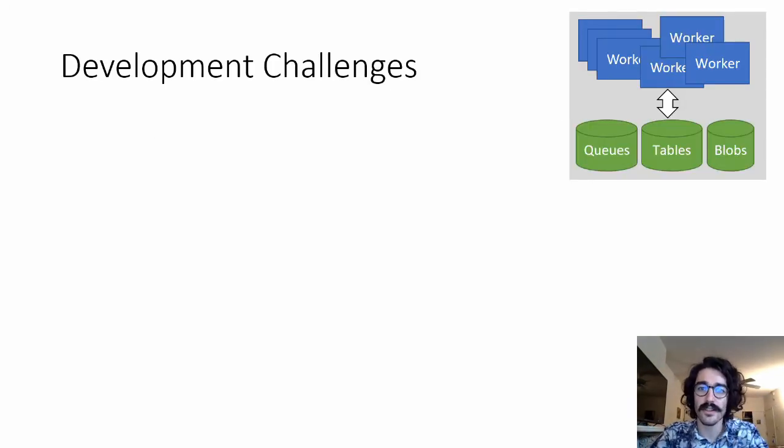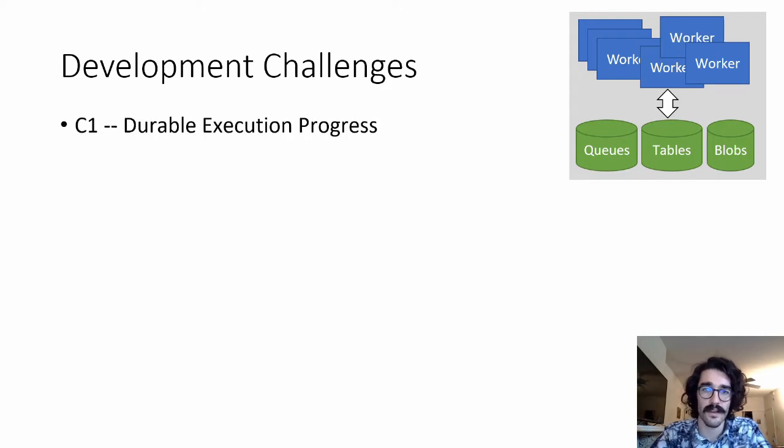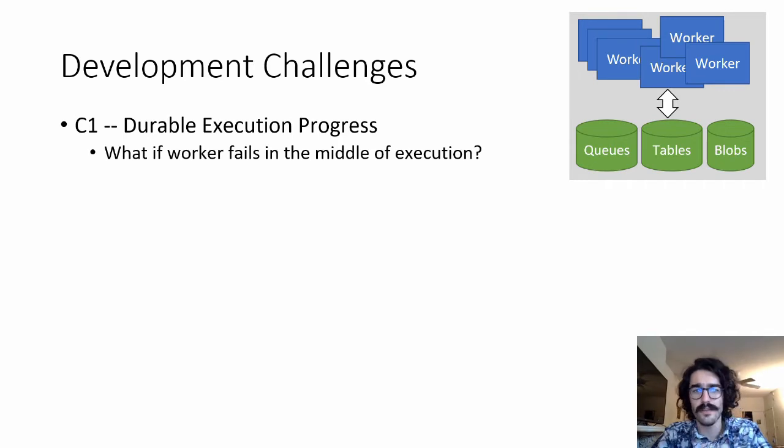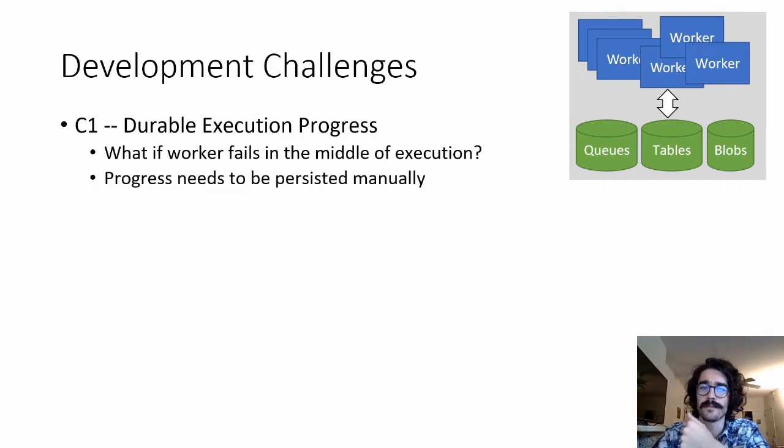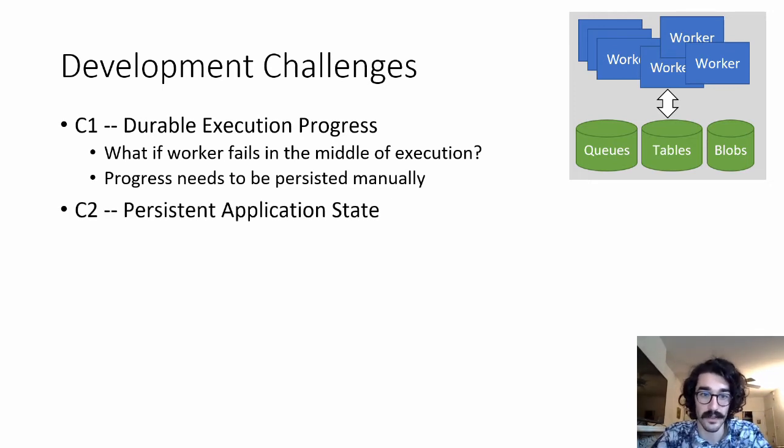The functions as a service workers that compose other serverless services, like queues, tables, and storage, are ephemeral. This means that they can be killed and restarted at any point in time, and are only guaranteed to execute at least once. This leads to the following challenges. First, we have durable execution progress. What if a worker fails in the middle of execution? This means that users need to manually persist progress in the storage services so that a worker can pick up and recover if it fails from the point it was left off.